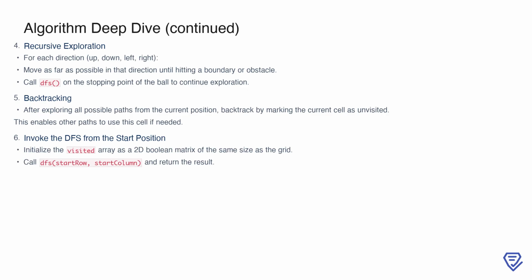For each direction up, down, left, and right, the ball rolls as far as possible until it either hits the boundary of the grid or an obstacle. Once it stops, we invoke the DFS function again from that stopping point, continuing the search.